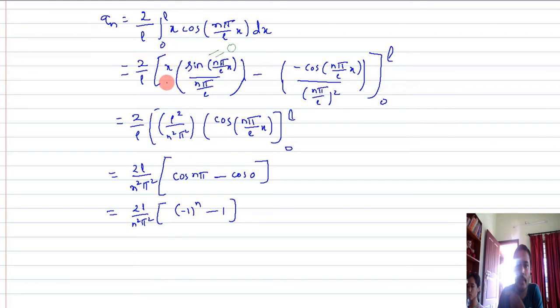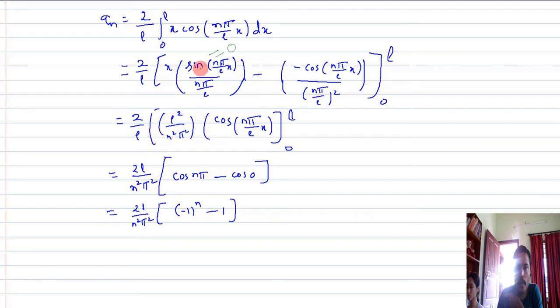Use integration by parts. You get x times the integral of cos, which is sine with positive sign. N pi by L is a constant, so it comes in the denominator. And then the integral of sine, which is minus cos, and the coefficient n pi by L comes again down. So it becomes n pi by L whole square.